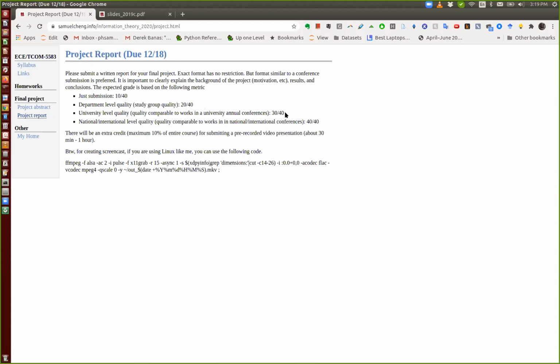If you get more serious, then university level, in the sense that if you have a university workshop, I don't mean that you win an award or something, but it looks like the quality of that level, then of those participating projects, you would get 30 out of 40. If your work gets into a national or international conference, I don't mean the top conference, just a second tier, third tier conference, then you get 40 out of 40, something like that.